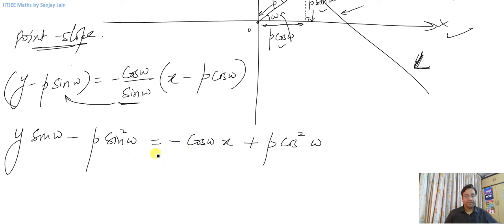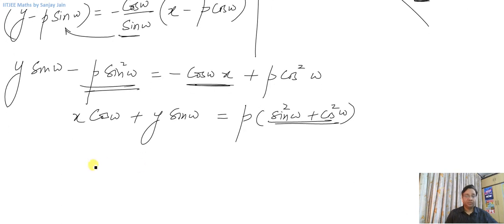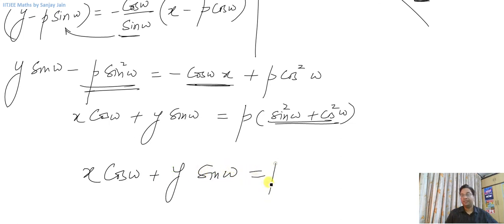Okay, so now let me bring this on the left hand side. So it will be x cos omega plus y sine omega on the left hand side. On the right hand side, if I bring this, I can take p as common, and inside I'll have sine square omega plus cos square omega. Now this expression is equal to 1, right? So what I'm left with is x cos omega plus y sine omega is equal to p.